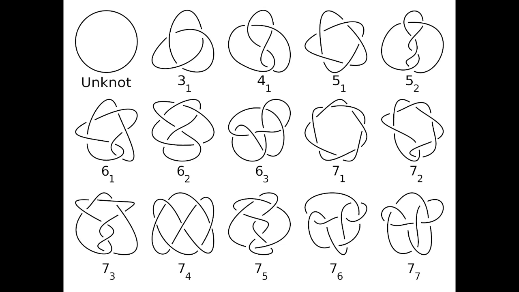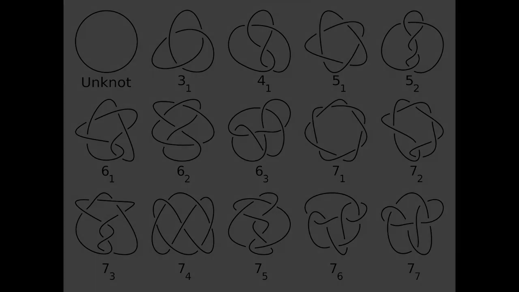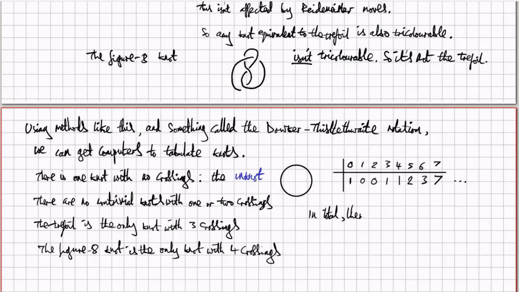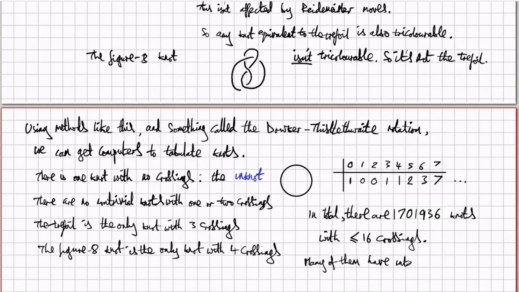And it turns out that in total there are 1,701,936 with at most 16 crossings, and many of them have quite interesting geometric, algebraic or topological properties.